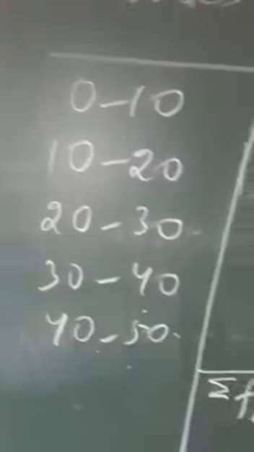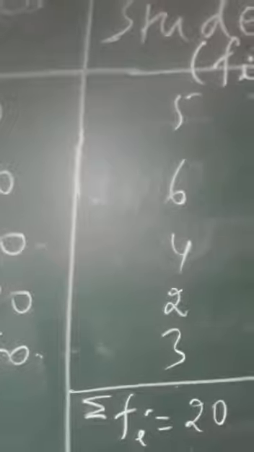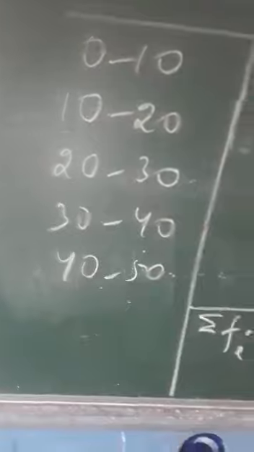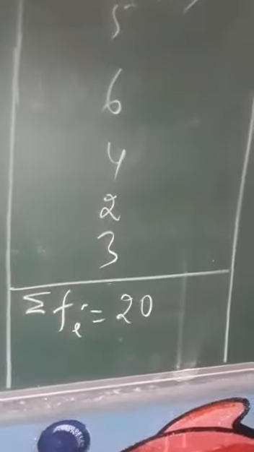In the 10 to 20 group we have 6 students. In 20 to 30 we have 4 students, and in the group of 30 to 40 marks we have 2 students. In the group of 40 to 50 we have 3 students.